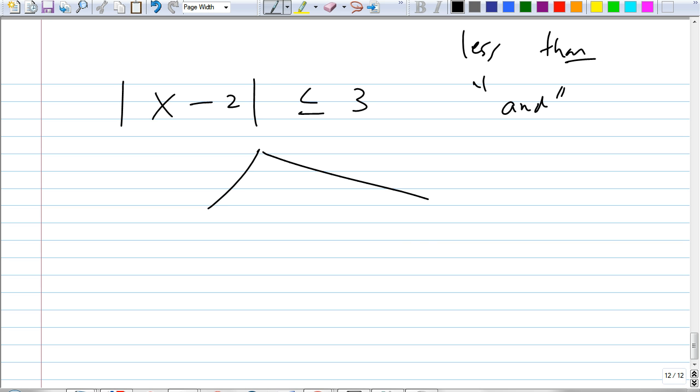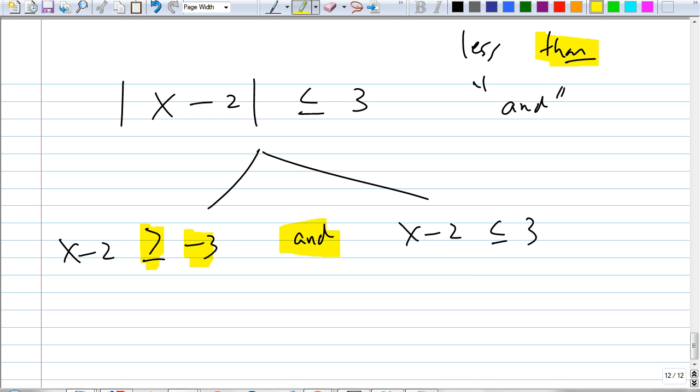Now, what are the two inequalities you get? This becomes two inequalities. What are the two? First one is x minus 2 less than or equal to 3. And what word goes here? And. What about the other one? Same thing except greater than or equal to. Is it 3 or negative 3? You see how we have to switch both of these? That's the idea. It becomes the two inequalities. And do you know why we get and here? Because of less than. Do you guys get this?